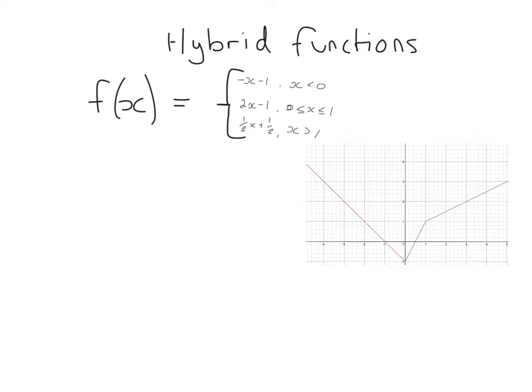Hybrid functions are particularly useful when a set of data doesn't match one particular model. For instance, this set of data doesn't match one linear model. It has a negative one, a steep positive, and a slightly less steep positive one. So this is particularly useful.